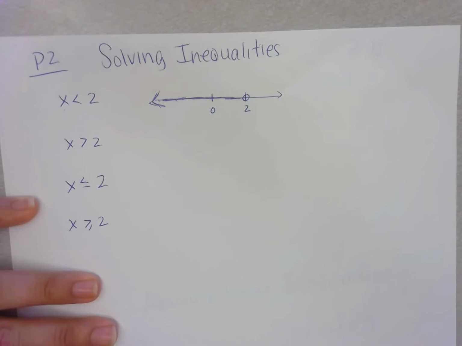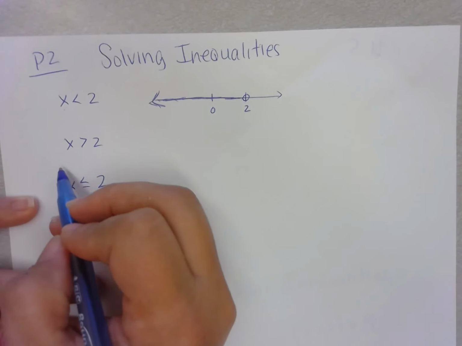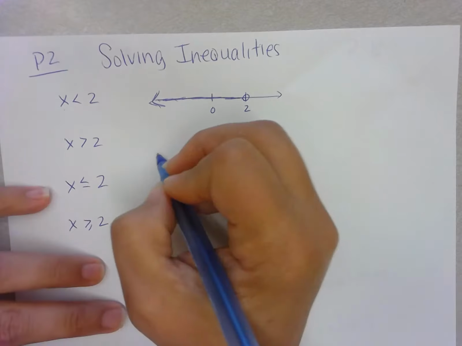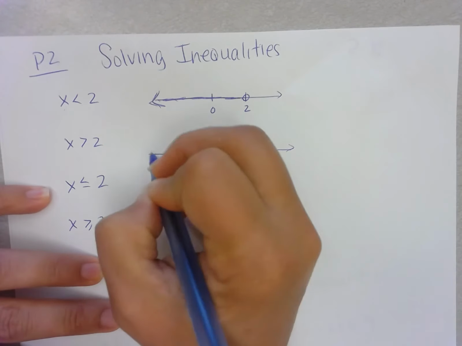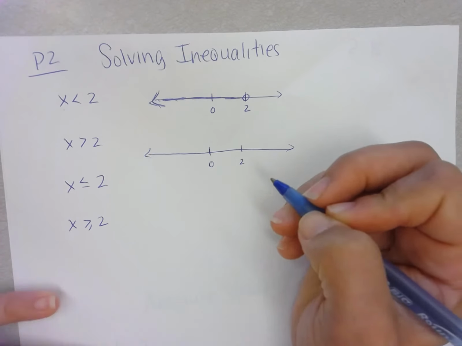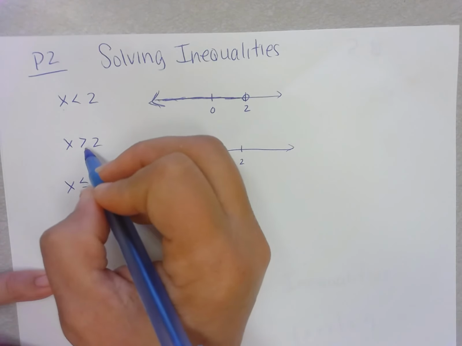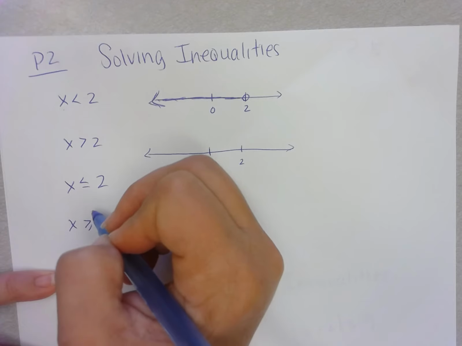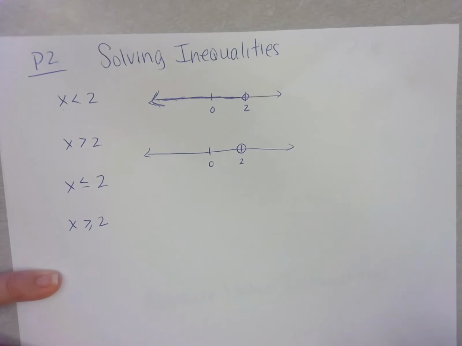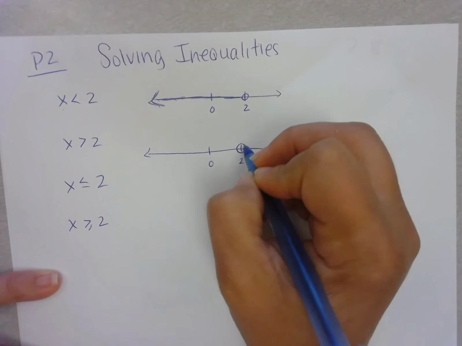Okay. All right, so the next one is x is greater than 2. Okay. And so again, I'm going to draw my picture. 0 here, 2 here. So again, 2 is not included because it does not include the extra line underneath that says that it would be equal. So I have an open circle on the 2, and then I'm looking for all numbers that are bigger than 2. So that would be to the right of 2.